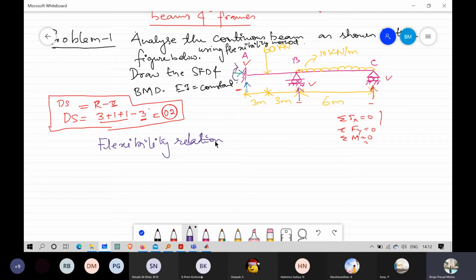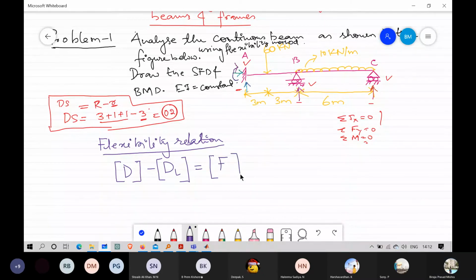Now what is that flexibility relation? I'll just tell you. So the flexibility relation is [D] minus [d_L] equals [F] into [P].